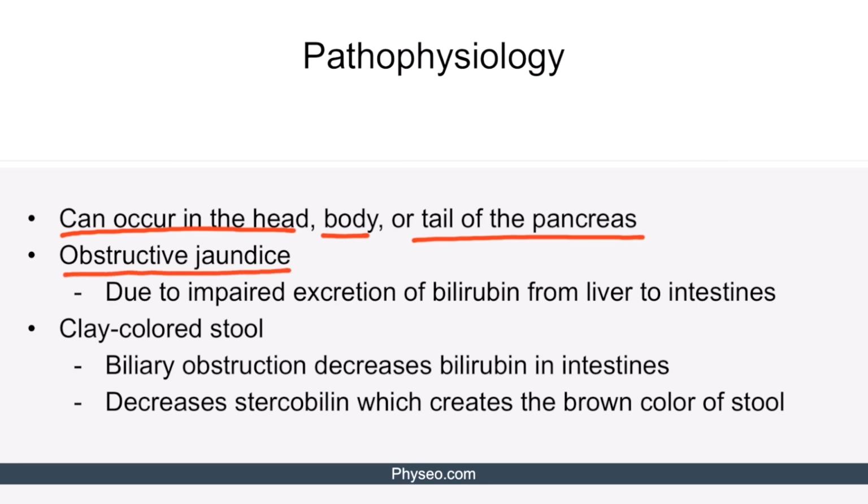This occurs when there is impaired excretion of bilirubin from the liver to the intestine due to blockage of the biliary and pancreatic ducts from a tumor. Obstructive jaundice also leads to characteristic clay-colored stool. This occurs because the biliary obstruction, which can be secondary to a pancreatic tumor, decreases the amount of bilirubin in the intestines. The decreased bilirubin leads to a decreased amount of stercobilin, which is the product that leads to the brown color of stool.